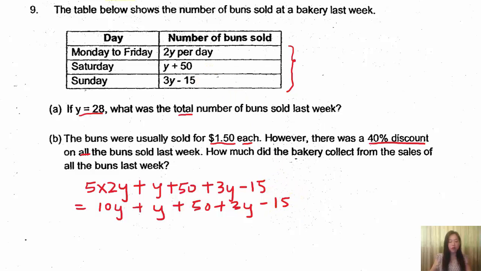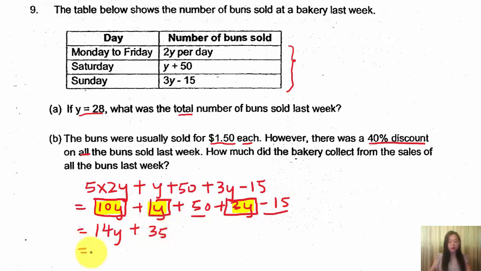So we shall now highlight all the y, or some teachers call it boxing. You box it up so that you can actually see them clearly. So this will be equal to 10y plus y plus 3y, which is actually 14y, and plus 50 minus 15 is actually 35.